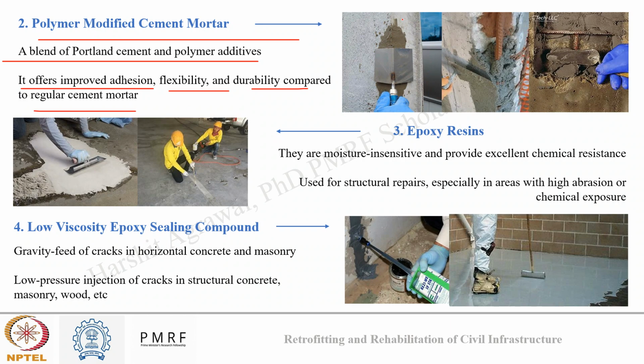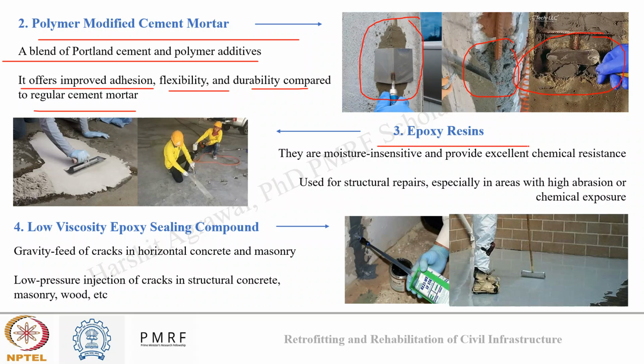Here you can see different applications of polymer modified mortar. It can be used in the same locations where cement mortar was used, but it is much better than cement mortar, though it may be costly. So here you can see a cracked or spalled location at the corner of a wall or a column being repaired using PMCM. Here also you can see spalling of cover being repaired, and here you can see spalling of some concrete cover being repaired by polymer modified cement mortar.